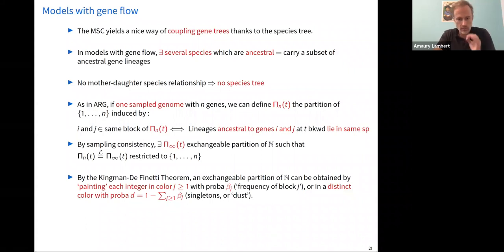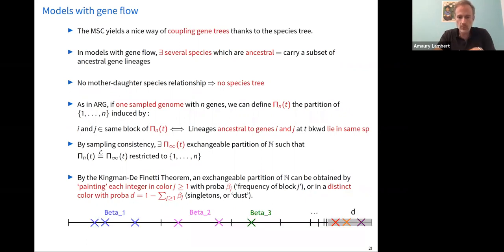Okay, and so what you do is that you paint each integer in color j with probability beta_j, and all the integers which have the same color, as on this cartoon, you put them in the same block. And now, if the sum of the beta_j's is not equal to 1, then you have a remaining gray interval, as on the cartoon, with length d equal to 1 minus the sum. And then all the integers which fall into this interval, you paint them in distinct colors. So you get singletons, so-called dust.